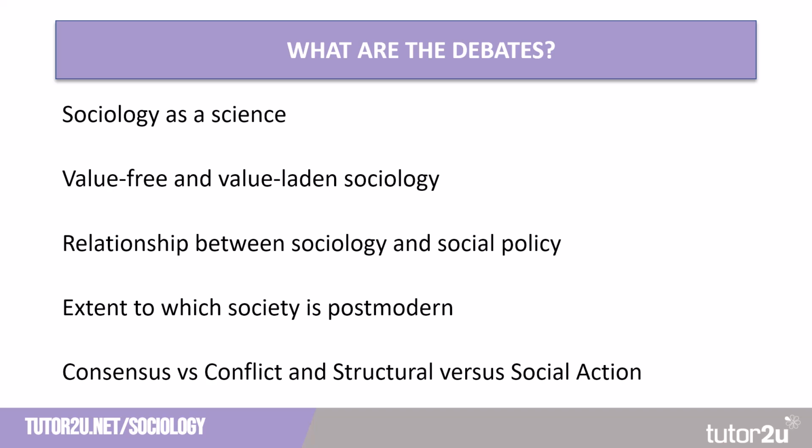The extent to which society is postmodern, whether we live in a postmodern age, a late modern age or the modern age. And the theoretical debates, whether consensus or conflict theories are best for understanding society, whether structural or social action theories are best for understanding society. As you can see, there is some overlap with other areas, for example methods with sociology as a science and value-free and value-laden sociology, and theory with consensus and conflict and structural and social action.